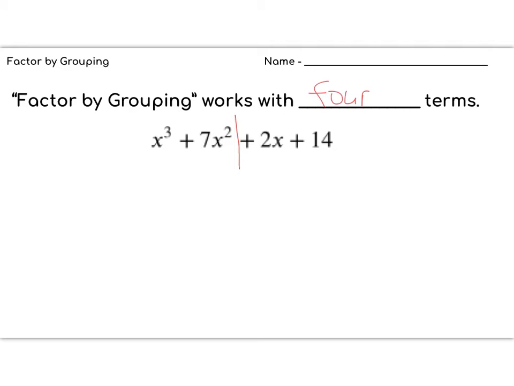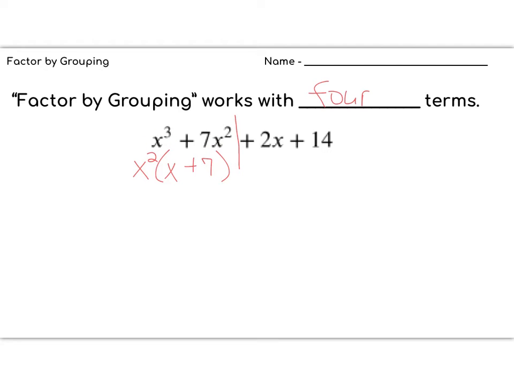So there's no number that's common to both, but I do have an x that's common to both, and the smallest exponent is x squared. So you're going to factor out x squared. When you divide x cubed by x squared, you get x, and when you divide 7x squared by x squared, you get 7. So remember, if I were to redistribute this, I would get what I started with, okay?